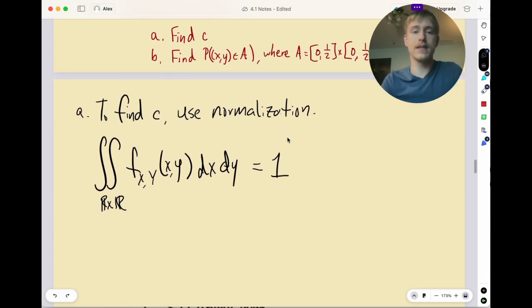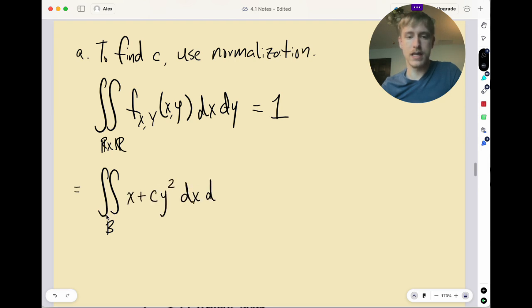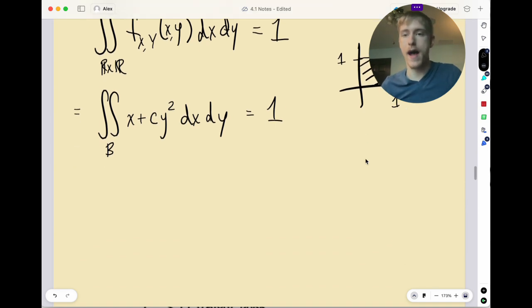So really what we can say is we can go ahead and write this as just the double integral over B. Okay, and then if you'll recall, this was x plus cy squared dx dy, and that needs to equal 1. Well, remember that the region B was just the unit square, right? So it's pretty clear how we're going to integrate this. Okay, so I'm going to go ahead and do that.